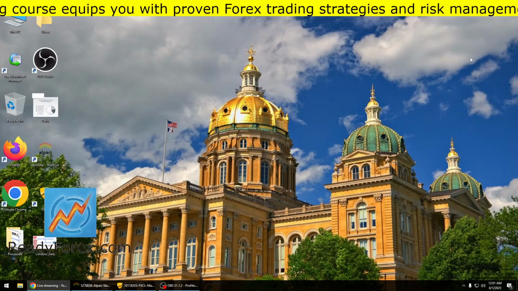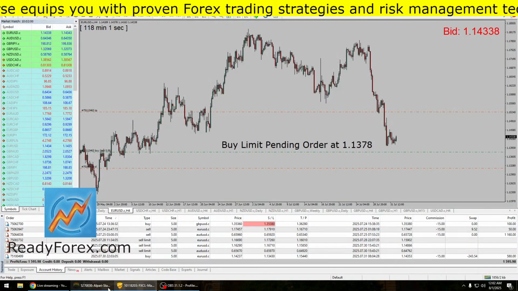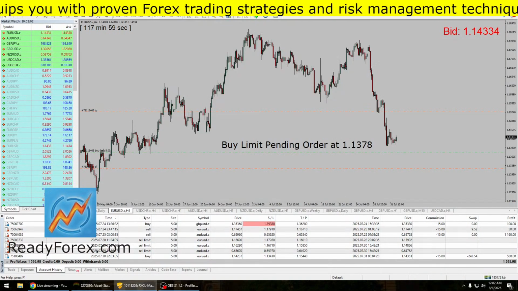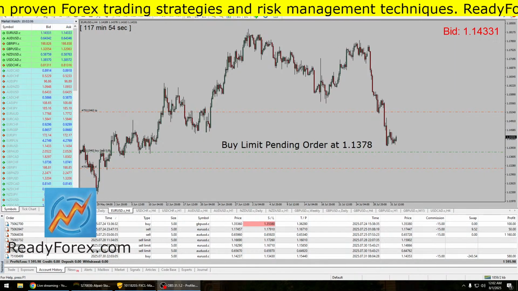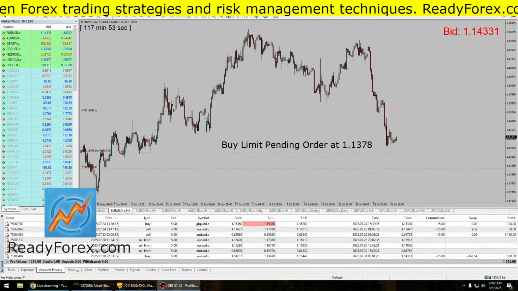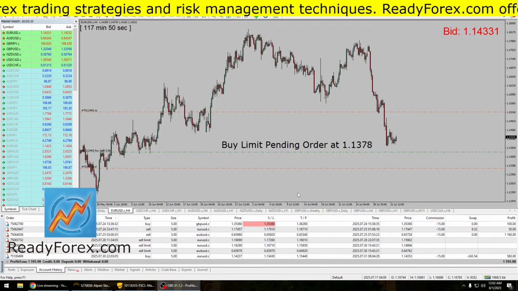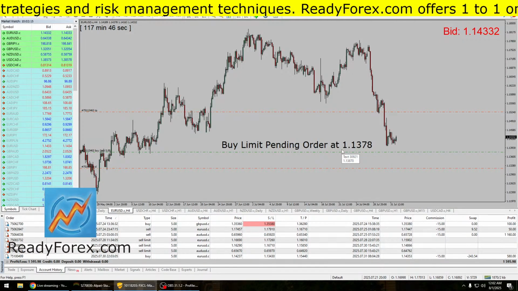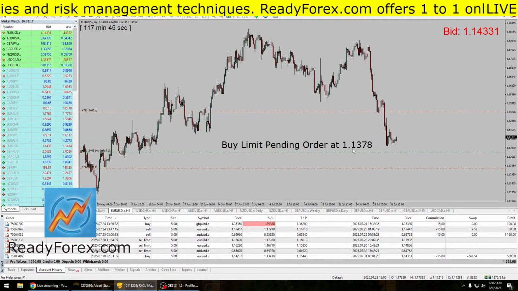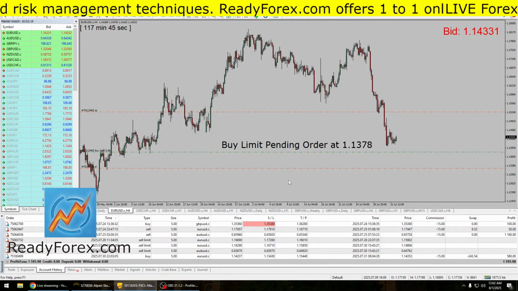Okay, let's get started. The first thing first, let us take a look at some charts and see what's going on. These are some of the past trades, the trades which have closed already. And over here I adjusted my buy limit pending order a little bit at 1.1378 in Euro dollar.